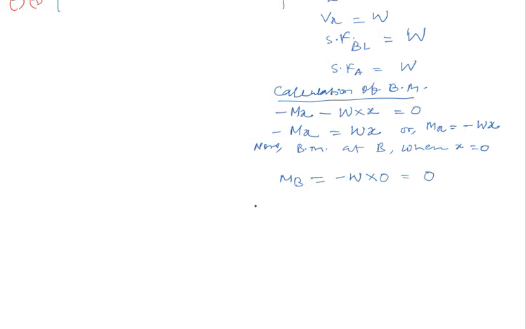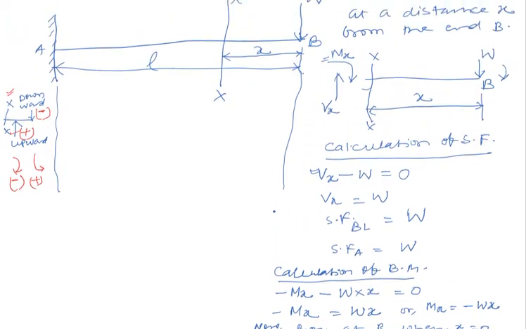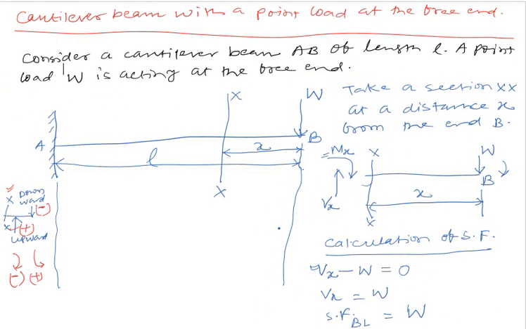Now the bending moment at A will be when x equal to L. So the bending moment at A is equal to, we have to put the value of x, that is L, is equal to minus WL, correct? So these are the bending moments. Now let's draw the diagrams, shear force diagram SFD and BMD.